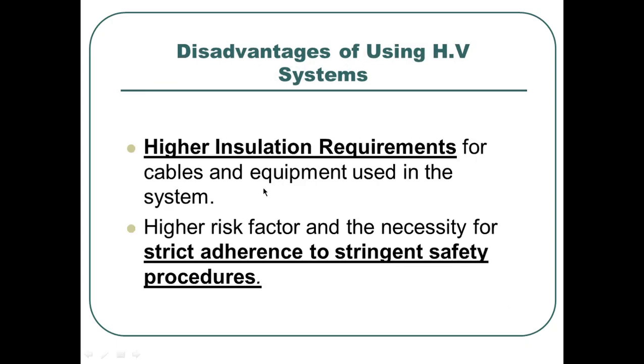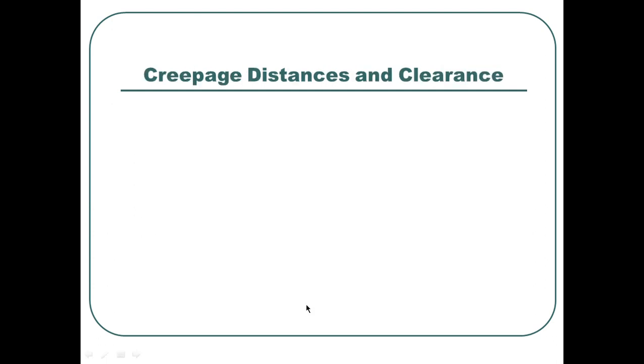Now if there is an advantage, there will be a disadvantage. Higher insulation requirement for cables and equipment used in the system, because we are supposed to protect the personnel, and that is the reason cost comes into the picture. Higher risk factor and the necessity of strict adherence to stringent safety procedures. Now creepage: you must be familiar with creepage. Creepage is nothing but the shortest distance between two conductive parts along the surface of an insulating material.